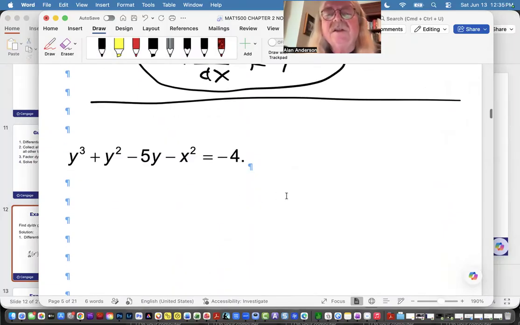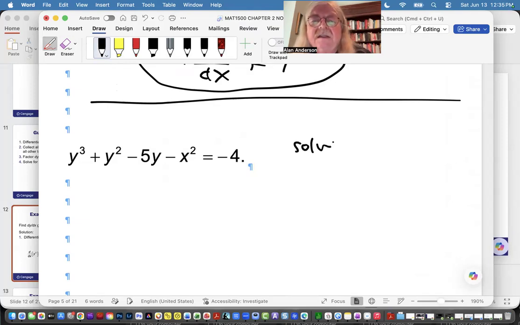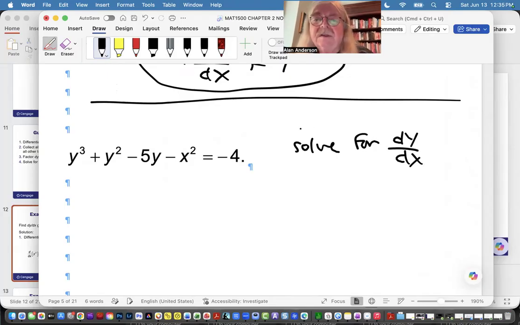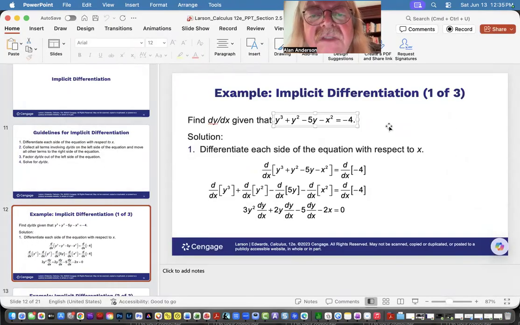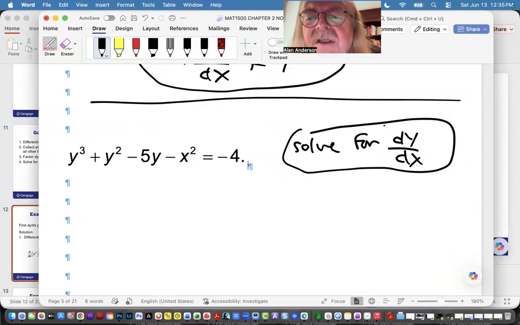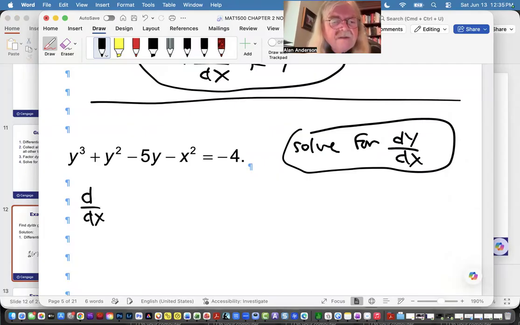There we go. So basically, what we're going to do, as you would imagine, is differentiate every term with respect to x. And then at some point, we're going to have to solve for dy dx. That's the ultimate goal. It does say find dy dx, but that's the target. So what do we do? And again, don't forget, if you can separate the y's and the x's, you should probably do that. It'll be easier. But here, I don't think that's going to happen. So let's try this.